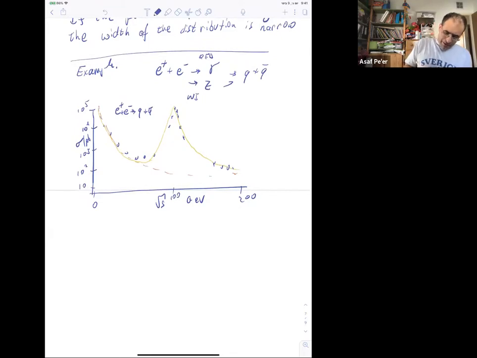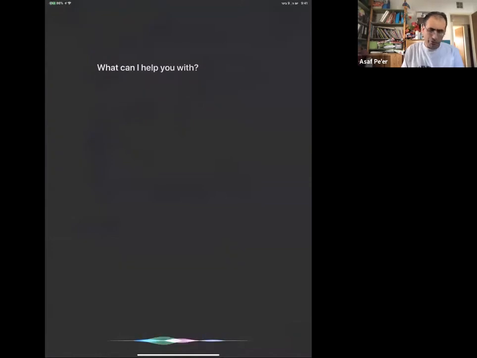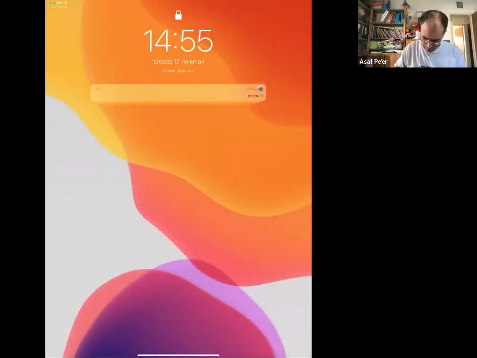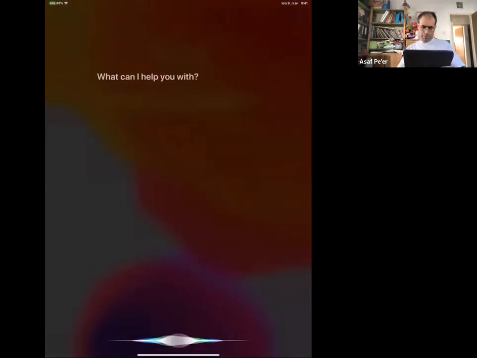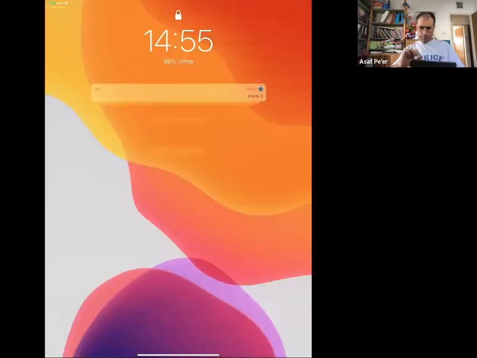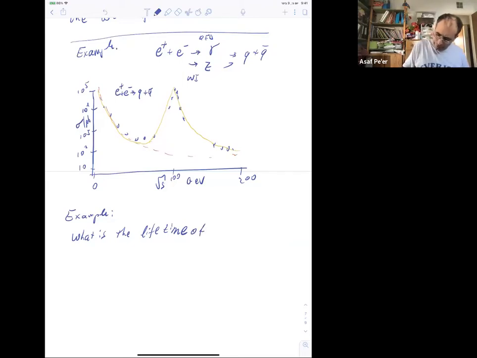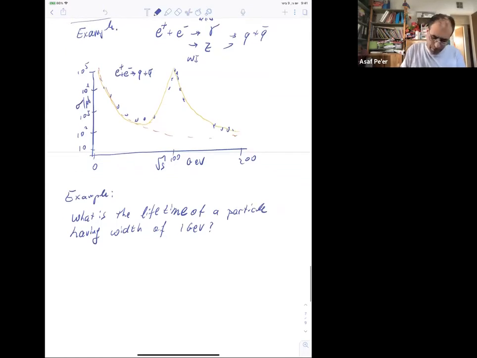Okay, another example. Let's talk about a calculation. What is the lifetime of a particle that has a width of 1 GeV? Anybody want to try?